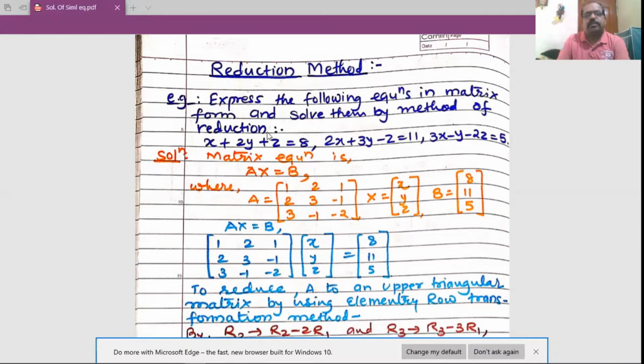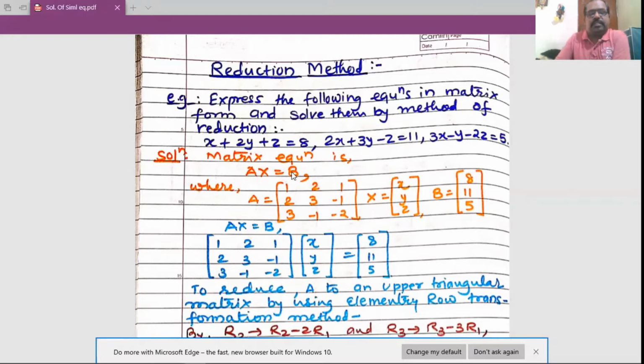You may be given two equations in two variables or three equations in three variables. So let's see the equations given. They are x plus 2y plus z equal to 8, 2x plus 3y minus z equal to 11, and 3x minus y minus 2z equal to 5.